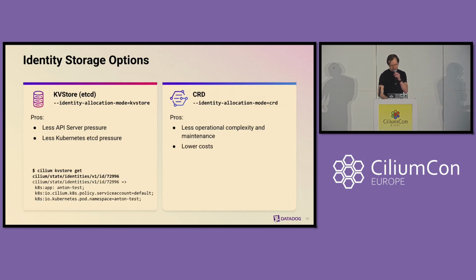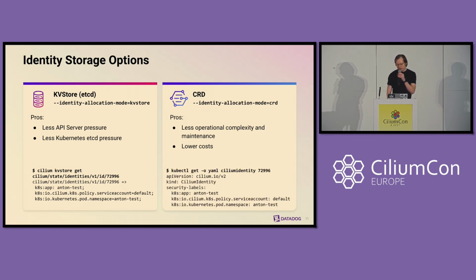And just also a very quick example of what these identities actually look like. On the left, you can see a very simple identity with some ID and the labels that are associated with it, which is stored in etcd. And on the right-hand side, you can see exactly the same identity, but stored as a Cilium identity Kubernetes resource. I'm querying it with a simple kubectl command. It's exactly the same identity on the left and on the right, just stored in a different backend.